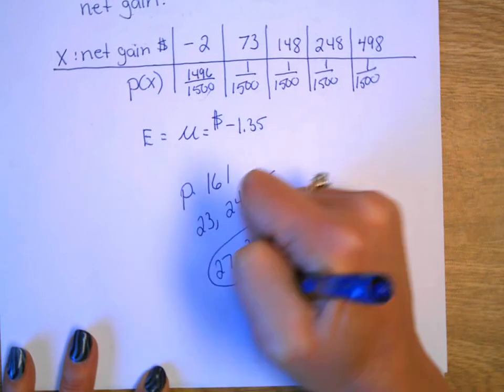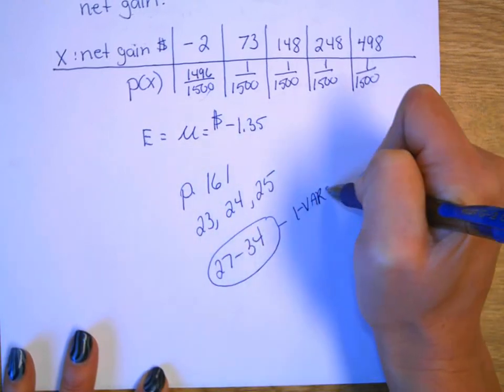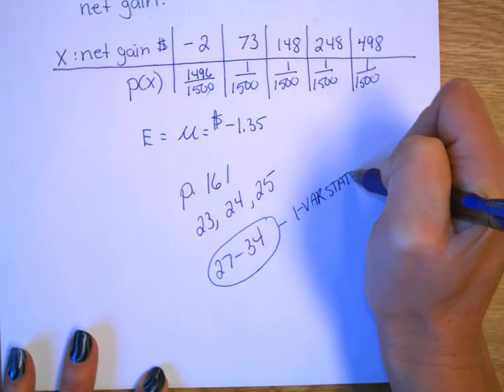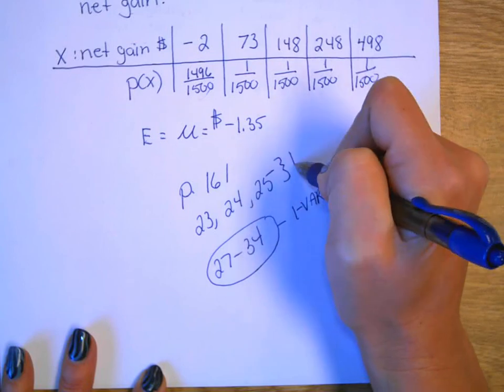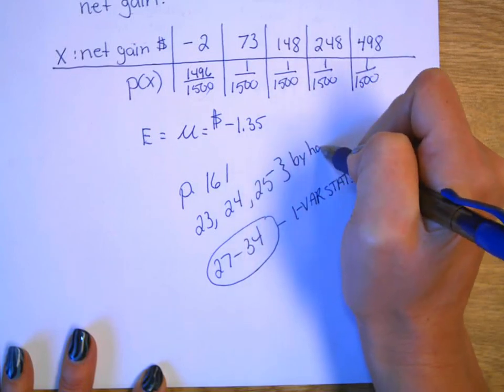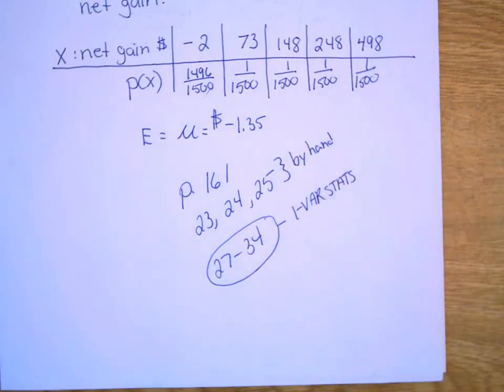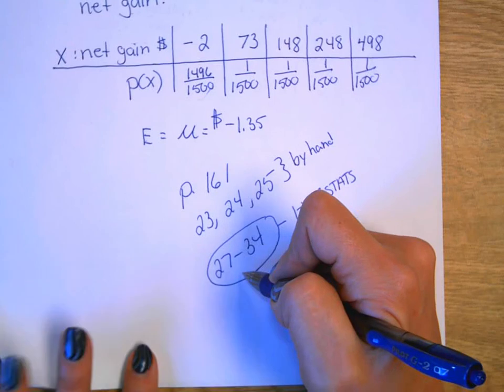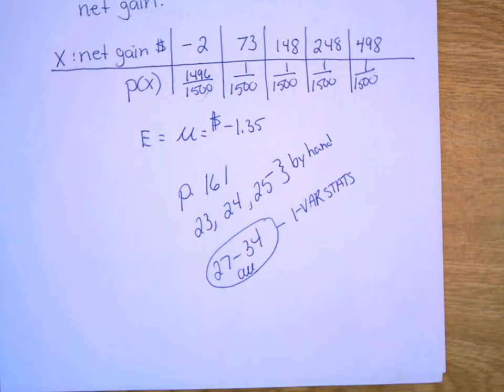This chunk is going to be 1 var stats. The other part's by hand. So 3 by hand to practice, and then the 1 var stats there. Can I get an odds or evens on the 1 var stats? I said odds or even.